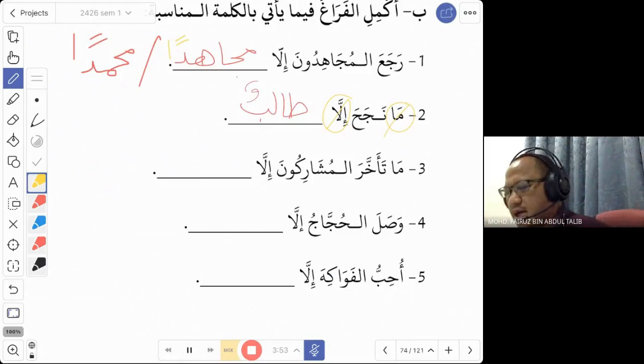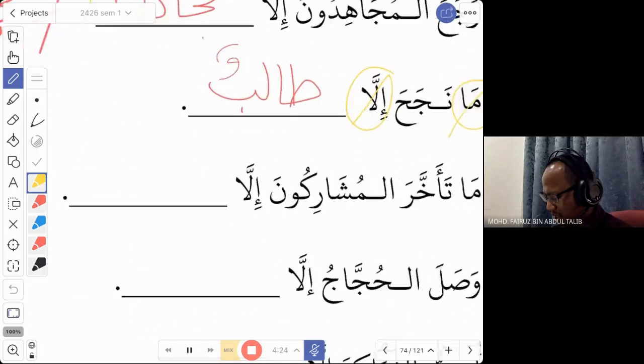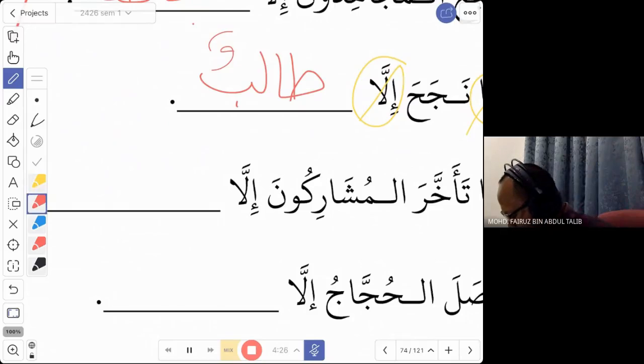Al-jumlatu thalitha. Ma ta'akhara. Was not late. Ta'akhara, late, in the verb form. Musharikun, participants. Illa. So the participants were not late. You have ma. So this is again to deny. They were not late except for only when this guy came late. Only one participant. Musyarikan. Okay, musyarikan. Yeah, the word is correct. Musyarik. So musyarik is one participant.